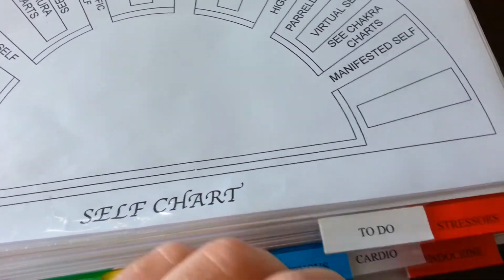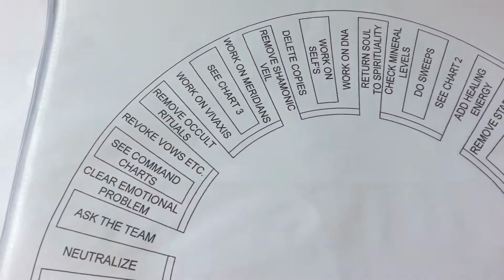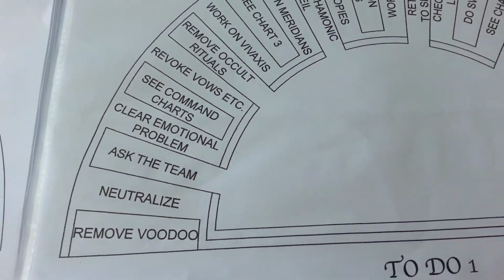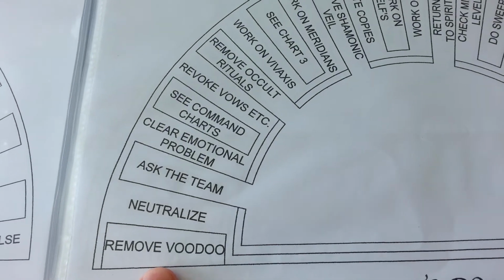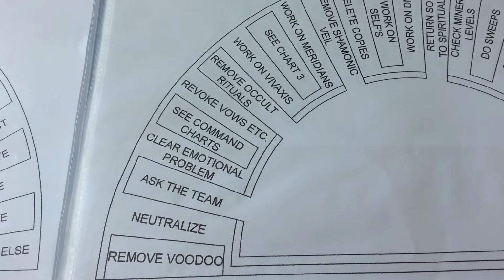Then we go to the to-do chart, and that will tell us what we need to do in that area. It goes from anything, any spiritual meaning, like removing voodoo, which is just dark energy.